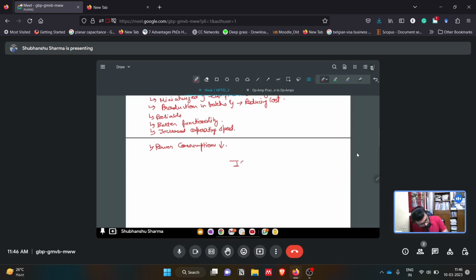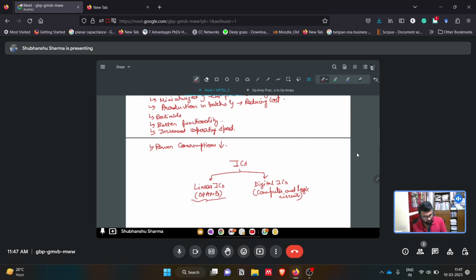Okay, so we have two types of ICs. One is linear ICs, which are what we will be looking into, op amps. And then there are digital ICs, which are like switching on and off. These are used in computers and logic circuits.